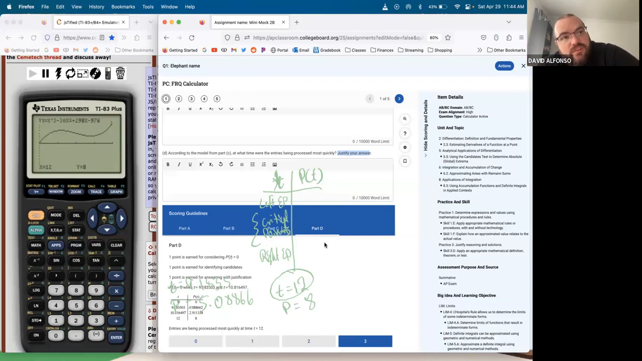Or what else can you do to justify? If they ask you to justify a relative max, you can do that test, remember, where you test a number to the left and right, and if you get plus and minus, you'll see this is where there's a max. That would be considered justification as well. Okay.